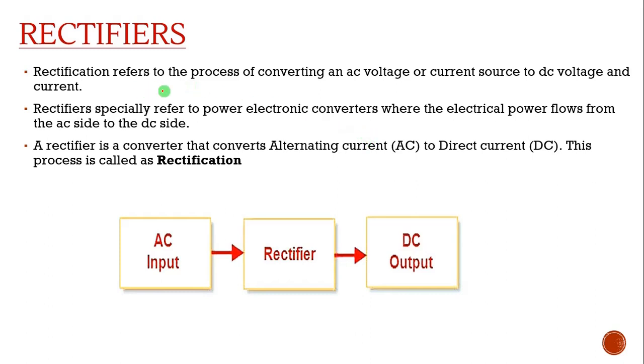Rectification refers to the process of converting an AC voltage or current source to a DC voltage or current, and rectifiers are specially referred to as power electronic converters where the electrical power flows from the AC side to the DC side. That is, in the case of rectifiers, the electrical power flows from the AC side to the DC side. This is a basic block diagram of a rectifier circuit. Here the input given is an AC input and we are getting a DC output from the rectifier circuit.